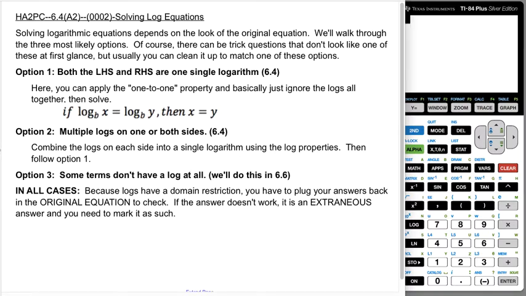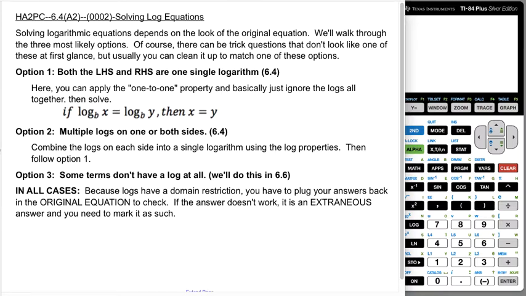So that's something that we're going to be talking about in this video, 6.4. Here, you can apply the one-to-one property, which basically means you can just ignore the logs altogether. If log base b of x equals log base b of y, the stuff inside the logs, x equals y, right? So option two, multiple logs on one or both sides.